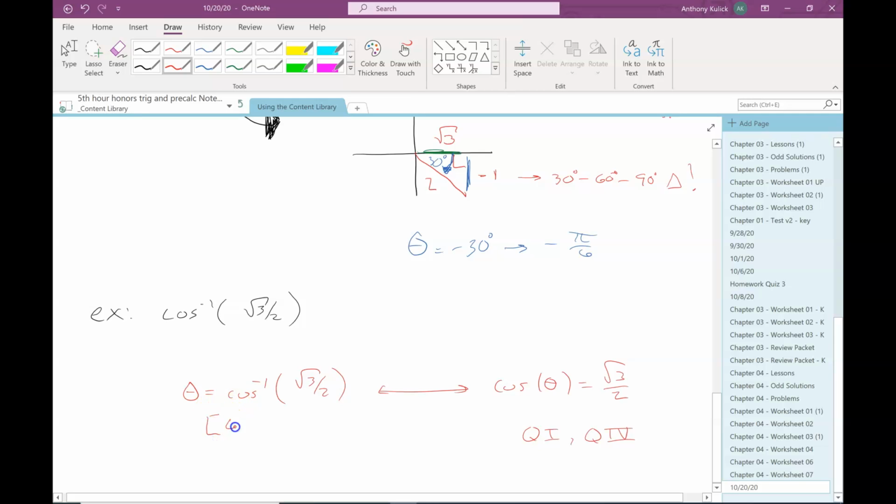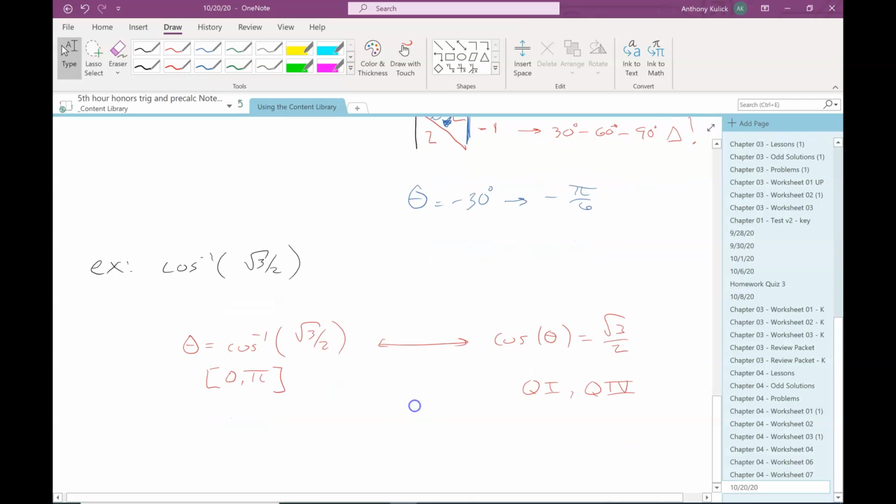Now my range for cosine inverse is from 0 to pi. So that's quadrant 1 and 2. Right? Because pi is really 180 degrees. So that's 0 to 180, which is quadrants 1 and 2. Everybody's okay with that?